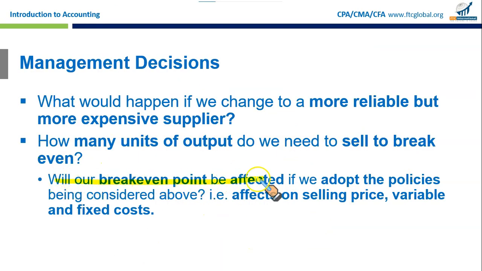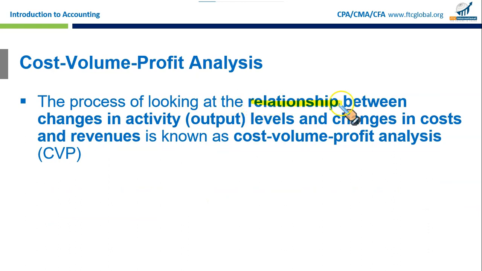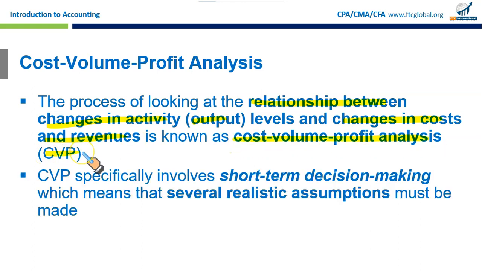Will our break-even point be affected if we adopt the policies being considered above, increase or decrease our price, or the effect on the selling price, variable, fixed cost? All this is studied in CVP analysis. So this process of looking at the relationship between changes in activity, output, and changes in costs and revenues, the changing parameters of profitability, cost, volume, and profit, this is called cost, volume, profit analysis, or simply CVP.